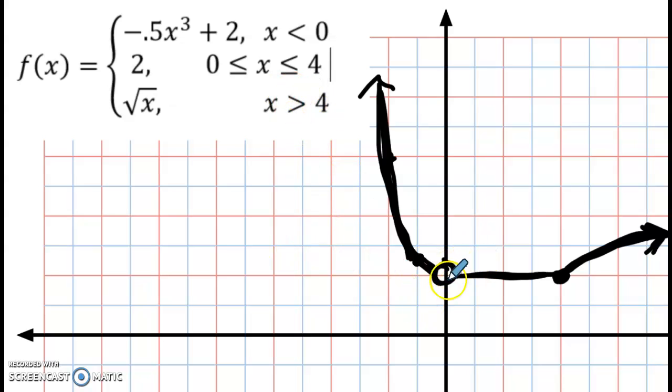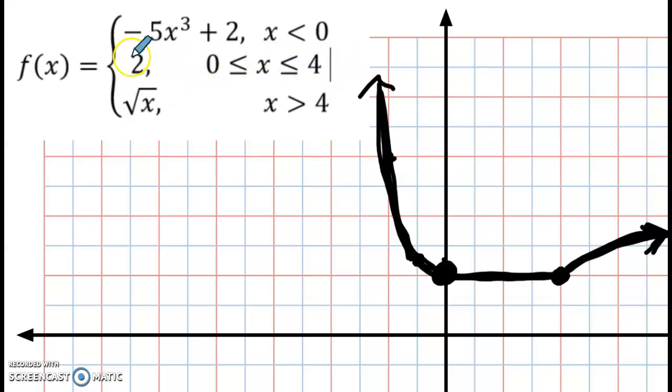Now, this hole would be filled in because when I was less than 0, I put 0 in and I got 2, but I was doing the hole because I wasn't equal to 0. But then as soon as I am equal to 0, I do get 2. So this actually doesn't have any holes because when I put 0 in up here, I would get 2. When I put 0 in here, I get 2.